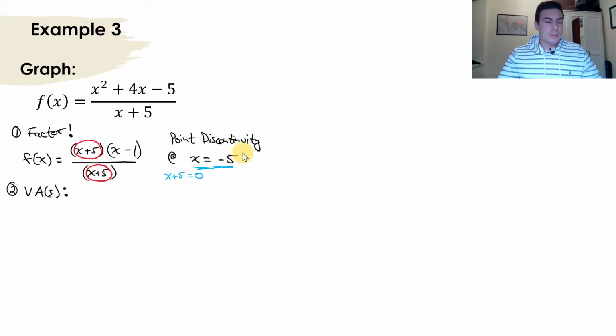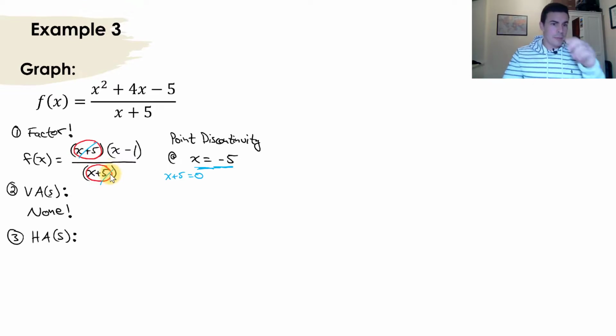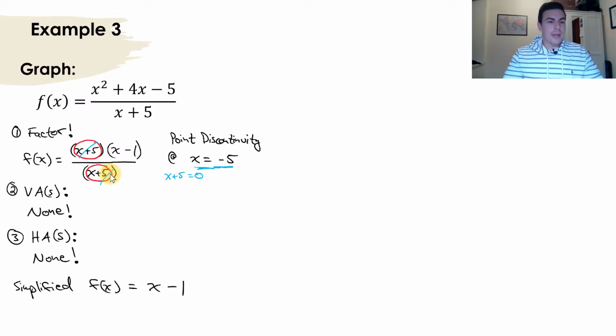So that means, do we have any vertical asymptotes? Well, it looked like we were going to have one here at x equals 5, or sorry, x equals negative 5. But since we can technically cancel these out, right, I now no longer have any vertical asymptotes, as well as horizontal asymptotes, right? Because my simplified function, when I cancel out my x plus 5s, is going to just be x minus 1.